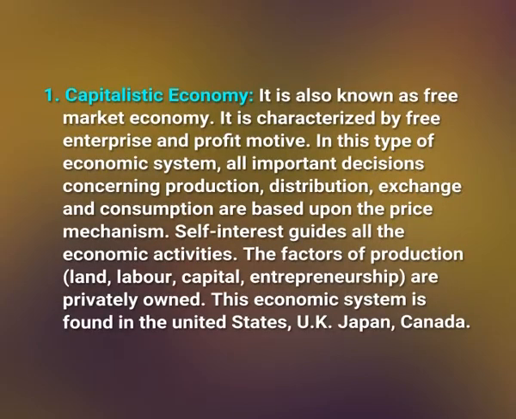Now, there are three main economic systems. The first one is capitalistic economy. It is also known as free market economy. It is characterized by free enterprise and profit motive. In this type of economic system, all important decisions concerning production, distribution, exchange and consumption are based upon the price mechanism. Self-interest guides all the economic activities. The factors of production, that is land, labor, capital and entrepreneurship, are privately owned. This economic system is found in the United States, UK, Japan, Canada and so on.